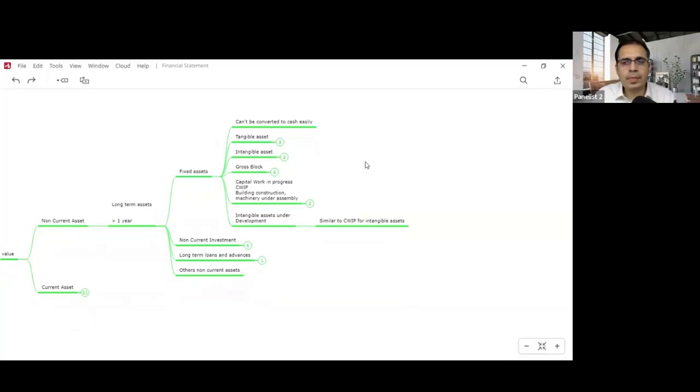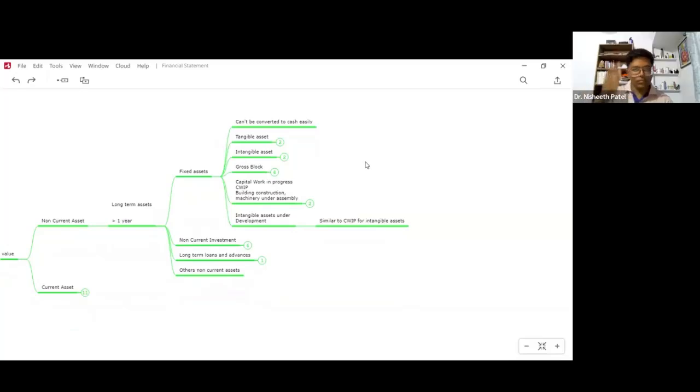Okay. So for intangible assets, similar to capital work in progress, if any company is doing research and development, they have incurred the expenses, but the result is not out there yet. They are developing some molecule for cancer treatment or for some drug or for diabetes or anything like that. They have incurred the expenses. They have given money to those researchers, but the result is not out there. That is the intangible asset under development.